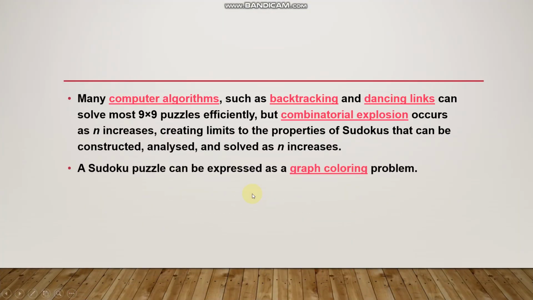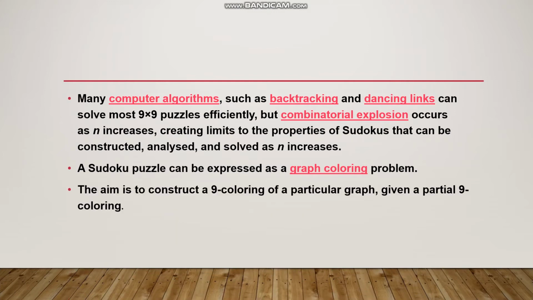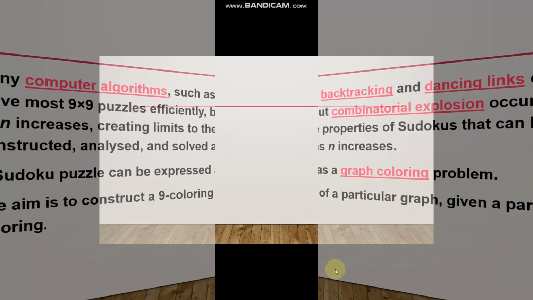A Sudoku puzzle can also be expressed as a graph coloring problem, where the task is to color a particular graph given a partial 9-coloring. In Sudoku we have a 9 by 9 puzzle divided into 3 by 3 subgroups. Similarly, for graph coloring we are given a partial 9-coloring of a particular graph. Hope you understand this.